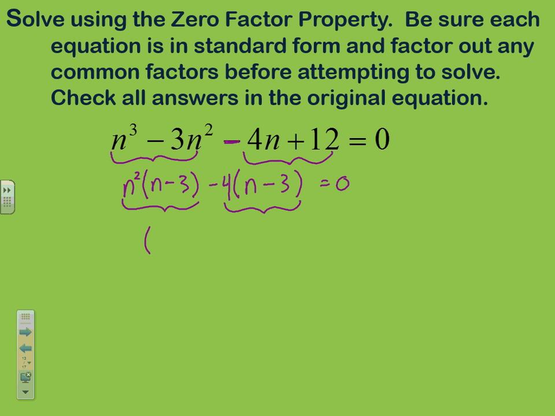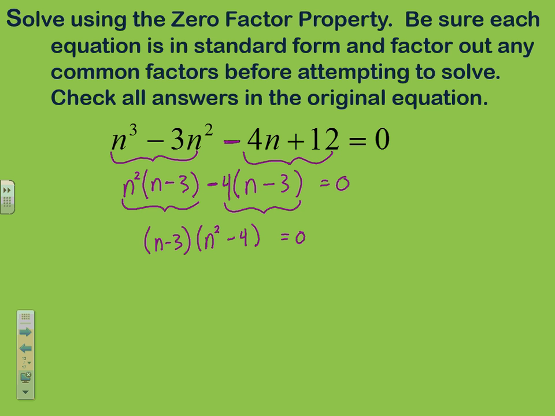So I'm going to factor out an n minus 3, because for something to be completely factored, everything needs to be multiplied together. And with that minus sign in between, not everything is multiplied together yet. So if I take n minus 3 away from the group on the left, I would be left with just n squared. And if I take away the n minus 3 from the group on the right, I'll be left with just minus 4. And all of that is equal to 0.